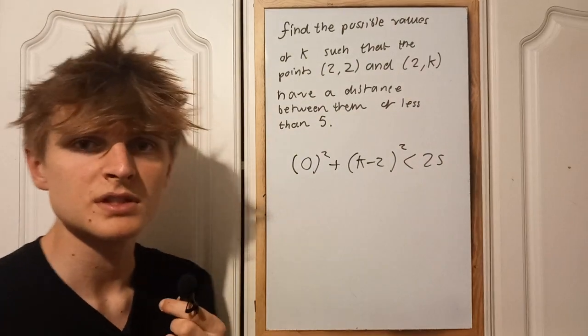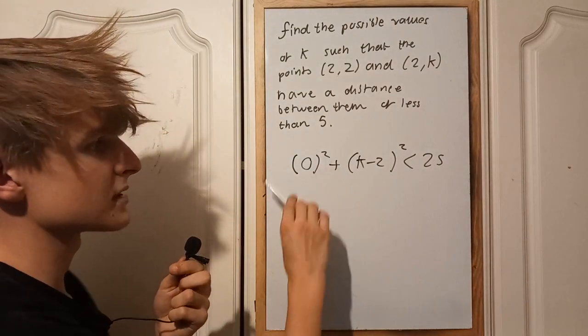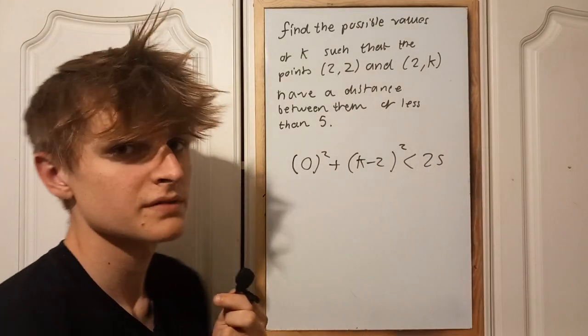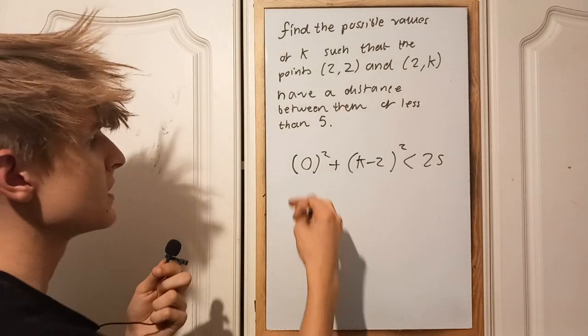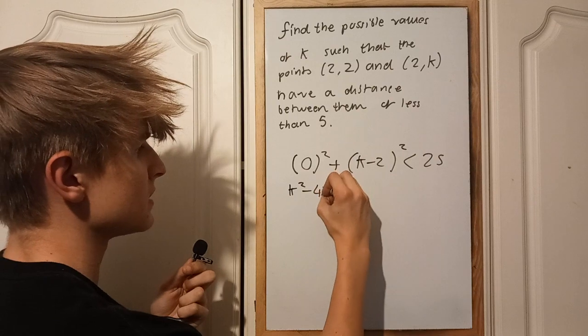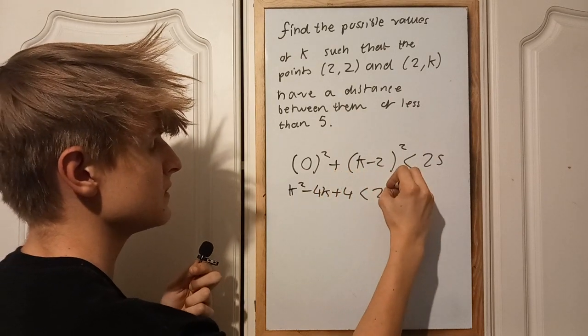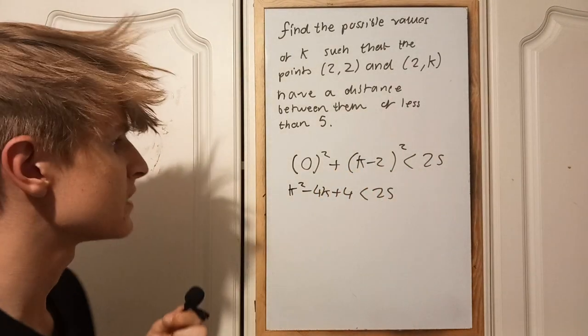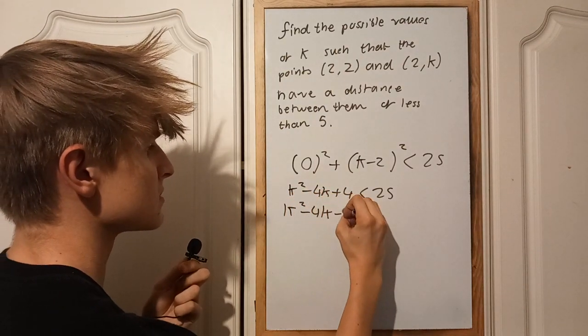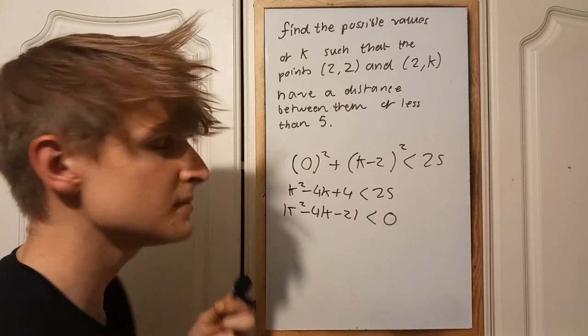Anyway, so now we can do a bit of simplification. 0 squared, that's 0. (k minus 2) squared, we can expand that. And then less than 25. Right, so k squared minus 4k plus 4 less than 25. And then we can subtract 25 from both sides, and we get that k squared minus 4k minus 21 is less than 0.